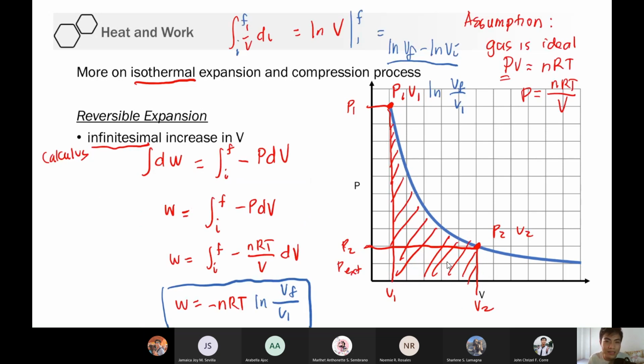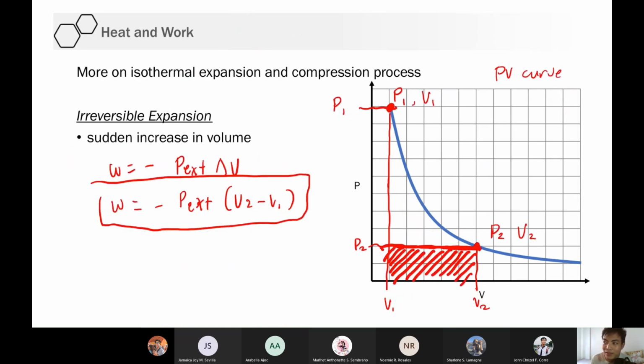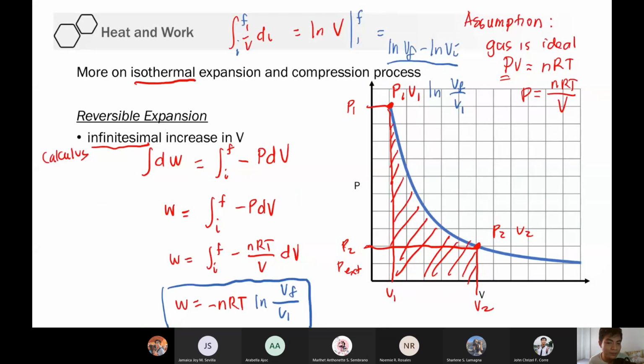Okay? So ibig sabihin, path function nga, no? So totoo yung sinabi natin kanina. That work is a path function. Kasi nga, iba-iba yung value niya. Okay? So, iba yung value niya dito sa process na to. Iba rin yung value niya sa process na to.